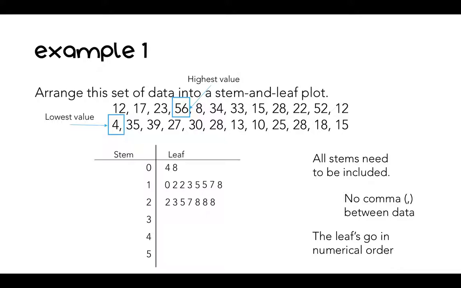22, 23, 25, 27, 28, 28, 28. 30, 33, 34, 35, and 39. There's no 40s, so we go straight to 52 and 56.